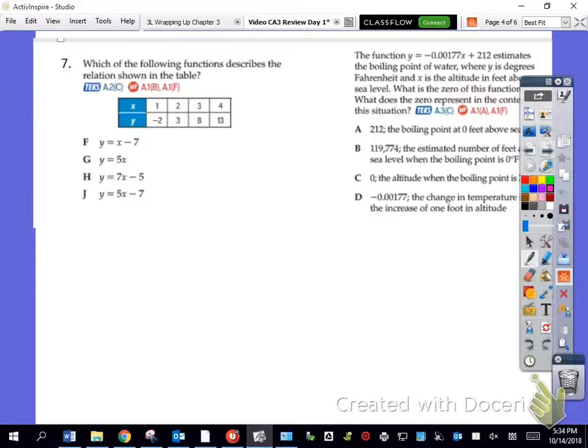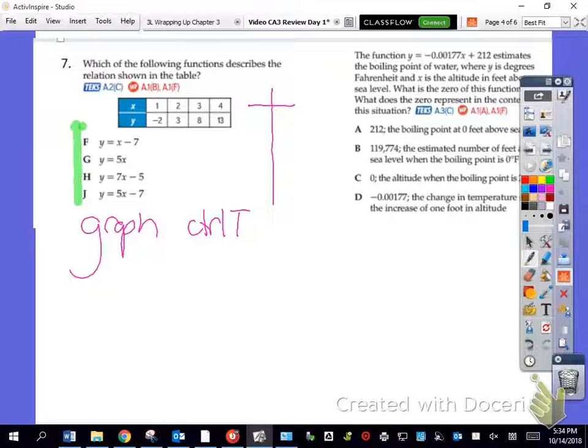On number 7, you have a table, and it says, which of the following functions describes a relation? Anytime you are given equations and you have a table, you're just going to graph. So you're going to graph and then go to Control T. Now, some students get really confused when the table is horizontal, so I would write it vertically.